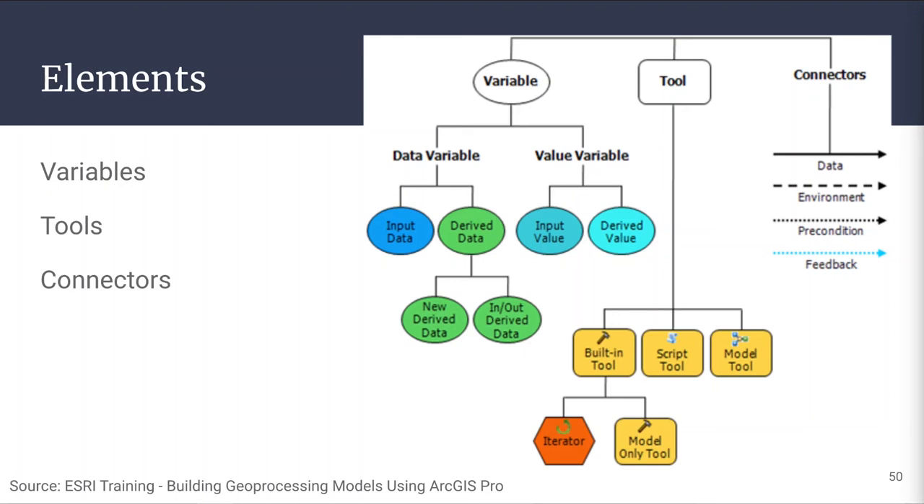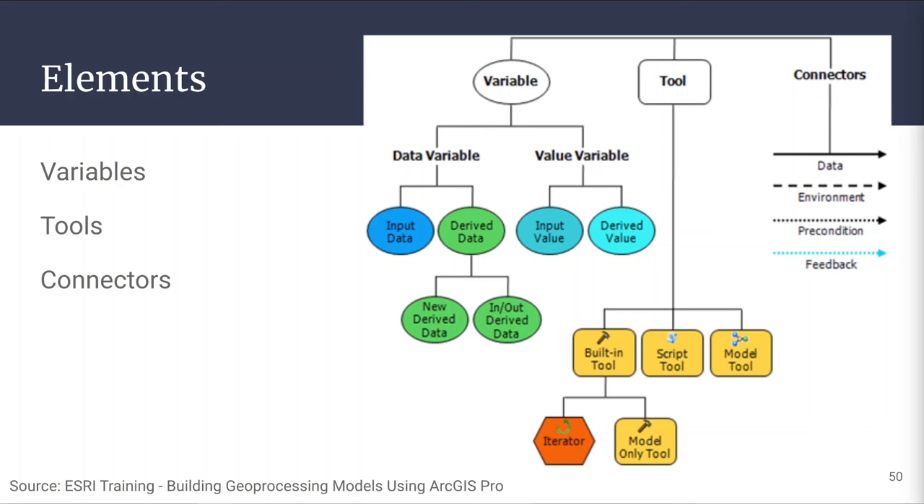Variables are data, or can also be constant values. So you can either input a data set as a feature class or a shapefile or a folder, or you can input a constant value depending on what tools you're running. Variables can either be input into a tool or they can also be output. If they're output, a lot of times they're intermediate values that'll just be fed into the next tool, or you can have a final output variable as well. So your final results of the model will be a variable.